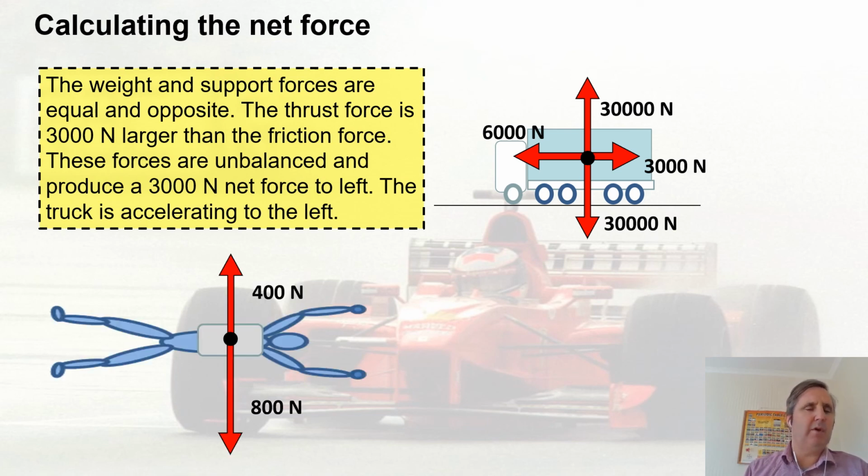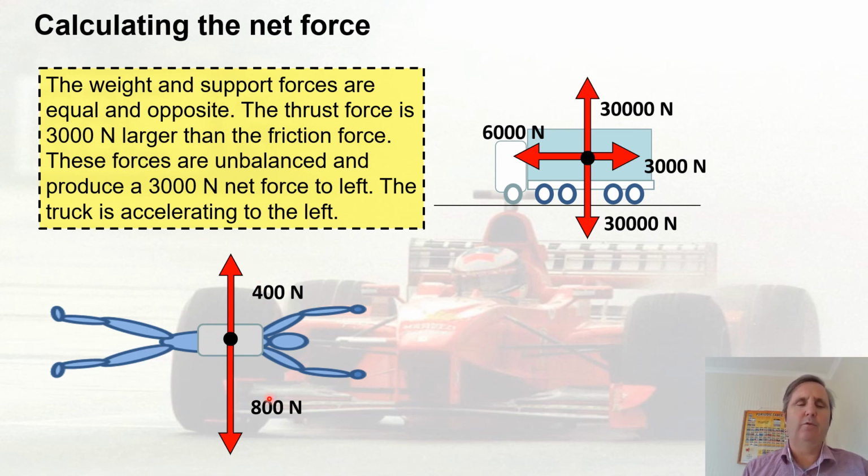Here's another example. Here's a skydiver. They're falling through the air. They have a downwards force, and this must be due to gravity, of 800 newtons. Now, if we just think about this, 800 newtons, remember the weight force is always 10 times bigger than the mass. This person must have a mass of 80 kilograms. Anyway, that's not important for this question. There are 800 newtons pulling downwards, but there is a force of 400 newtons going upwards. This is not a support force. It must be a friction force. There is no surface supporting them.